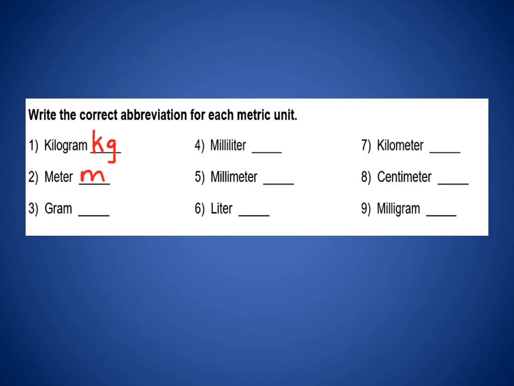Gram. Lowercase g. Milliliter. ml. Lowercase m, capital L. Millimeter. Lowercase for both. Liter. Capital L. Kilometer. Lowercase k and m. Centimeter. That's one you probably know before this. Lowercase c and m. Milligram. Lowercase m and g.